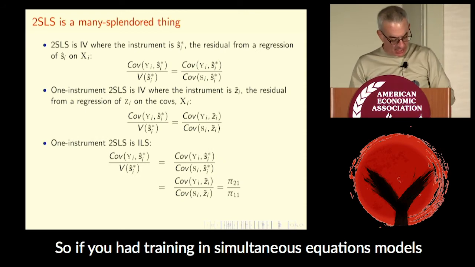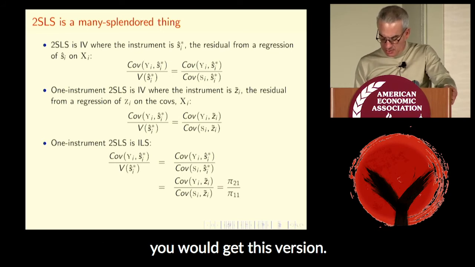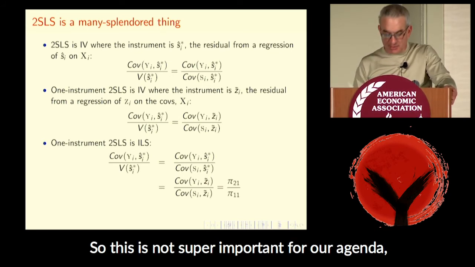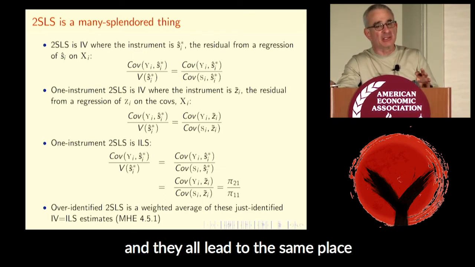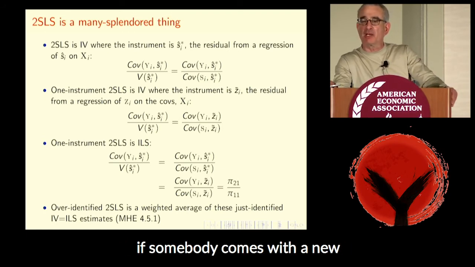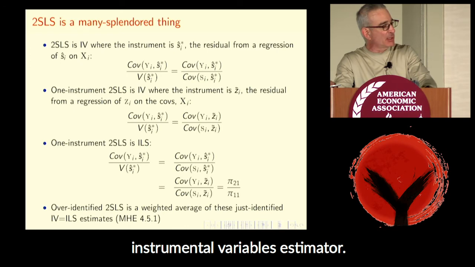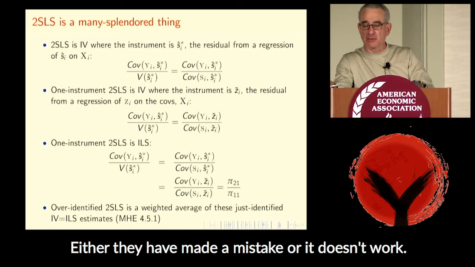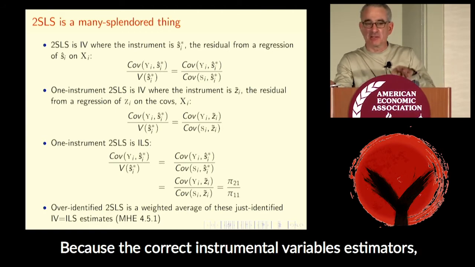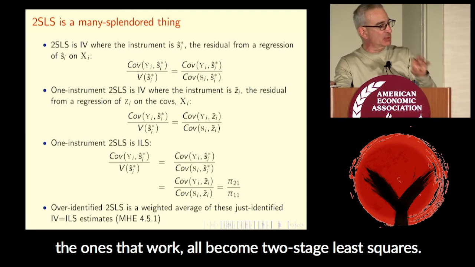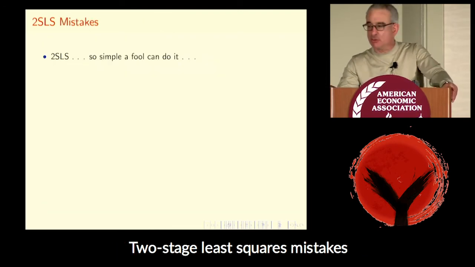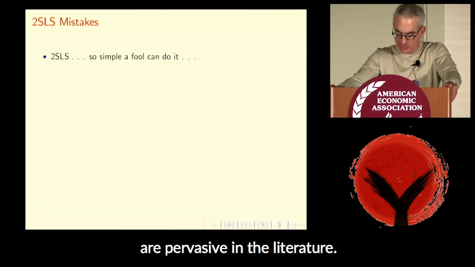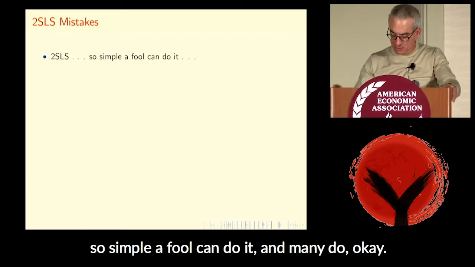So if you had training in simultaneous equations models, you would get this version. This is not super important for our agenda, but I'm just showing you that there are many ways to think of it, and they all lead to the same place. And therefore, you should be skeptical if somebody comes up with a new instrumental variables estimator. There are two possibilities. Either they have made a mistake or it doesn't work, because the correct instrumental variables estimators, the ones that work, all become two-stage least squares. So you want to avoid making those mistakes. Two-stage least squares mistakes are pervasive in the literature. Two-stage least squares: so simple a fool can do it, and many do.